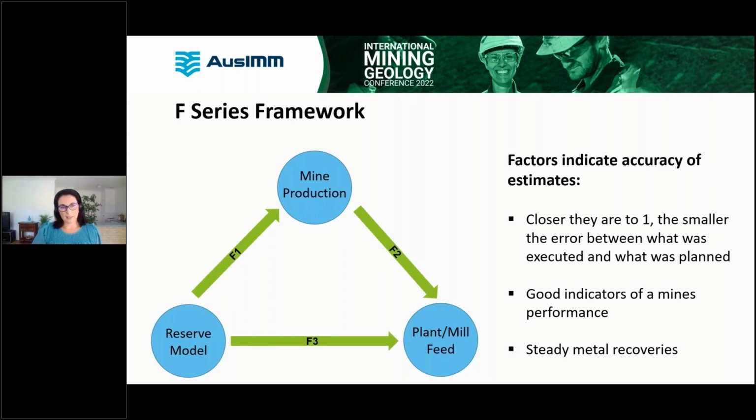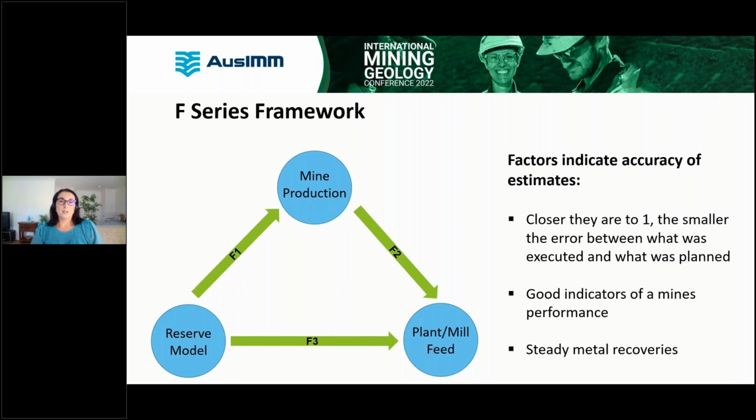So this is the framework diagram that I was talking about that I hope that you walk away with. Whilst we had the table before, which was just defining what those factors are, I think to be able to put that into a diagram just gives it a little bit more meaning to me, and I hope to you. So what we're looking at here is the reserve model to the mine production, so the F1, exactly what that table said, and then the mine production to the plant feed, and then F3 being the reserve model to the plant feed as well.